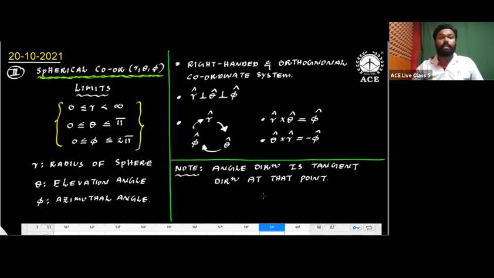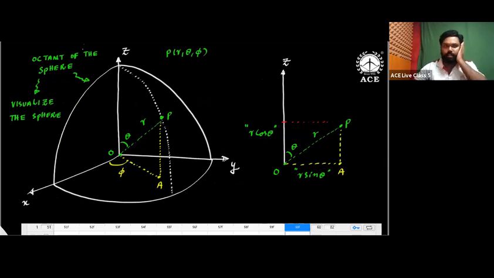Phi is from 0 to 2 pi. Theta is only from 0 to 180 degrees. Like this, 0 to 180. Like this, 0 to 180. This is phi. This is theta. That is how it is defined. Clear, fine. Now observe here.